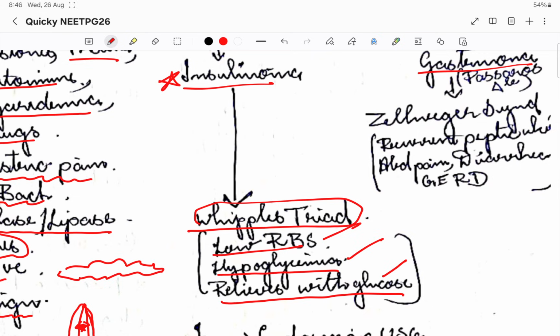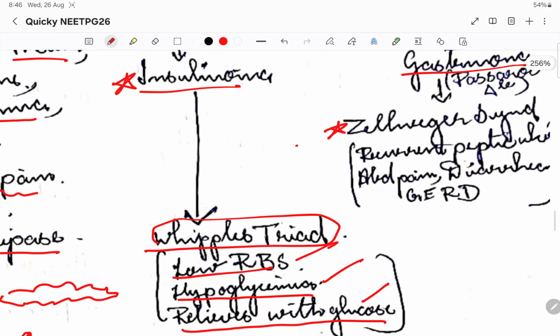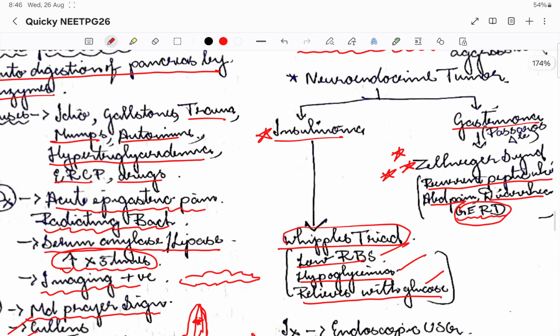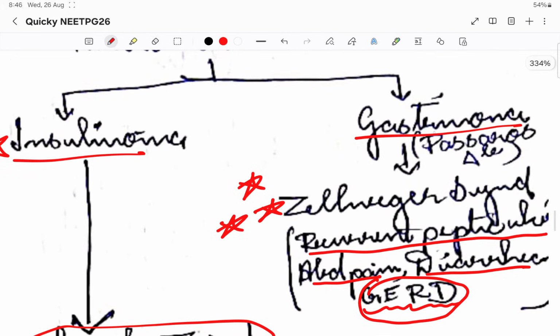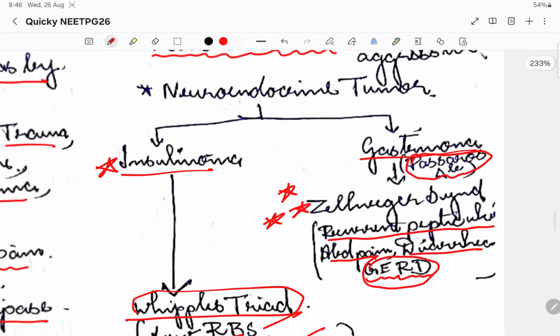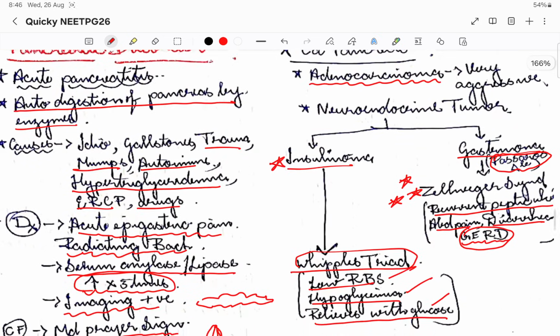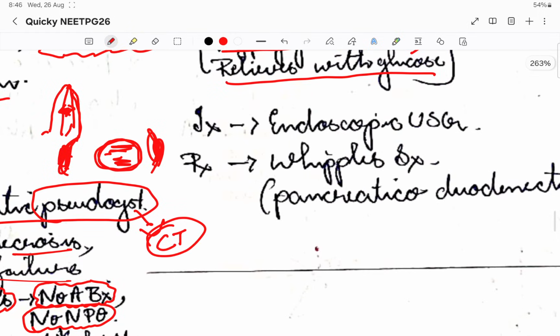Coming to gastrinoma, please remember Zollinger-Ellison syndrome. The syndrome will be recurrent peptic ulcer, abdominal pain, diarrhea, and GERD. We remember, right? In GERD, I had told you GERD might be a complication of gastrinoma. Then please remember Passaro's triangle, just near the stomach. This is where the most common site of gastrinoma will be. Okay, Passaro's triangle.